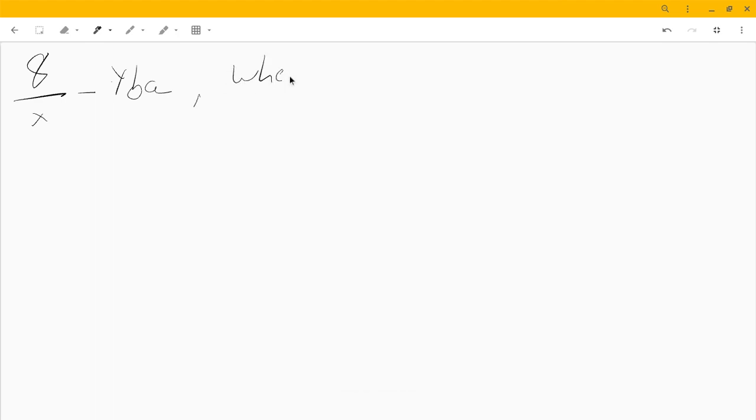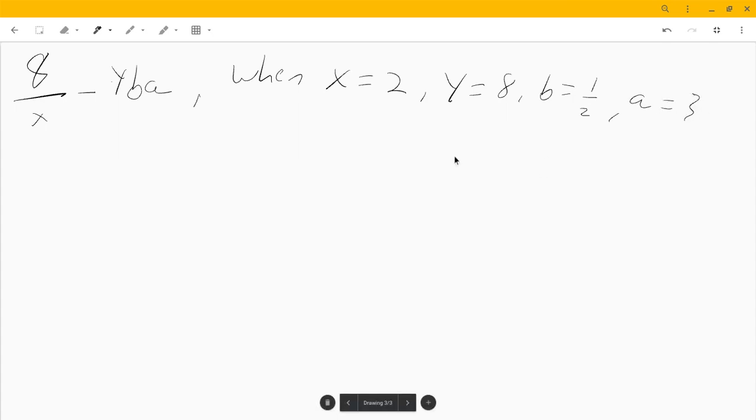Say when x is equal to 2, y is equal to 8, b is equal to 1/2, and a is equal to 3. Okay, so we just want to substitute. In this case, we have 4 variables. If you break it down into steps, it's not so hard as if you were to just look at it and think, wow, that's a lot of work. You just got to break it down, right?